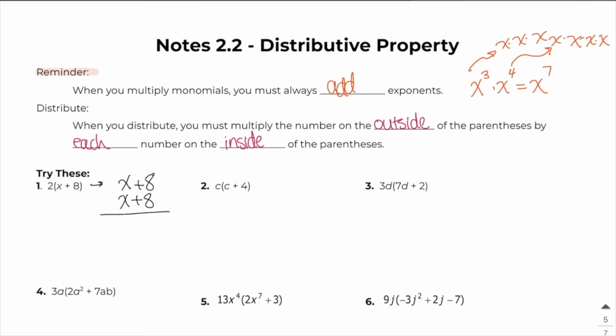So if I put these together, x's right here together give me 2x, and these 8's together would give me positive 16. So we would get 2x plus 16. Now, what's the shortcut? How can we do this? Because if I have like 10 times x plus 8, I don't want to write this out 10 times. So all I have to do is distribute or multiply that 2 through. So 2 times x gives us 2x. 2 times 8 gives us positive 16. So that's what we'll write down right here.